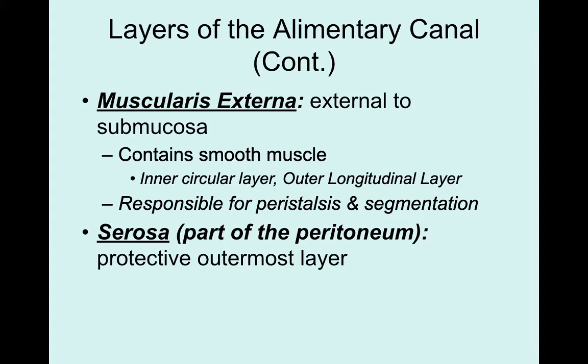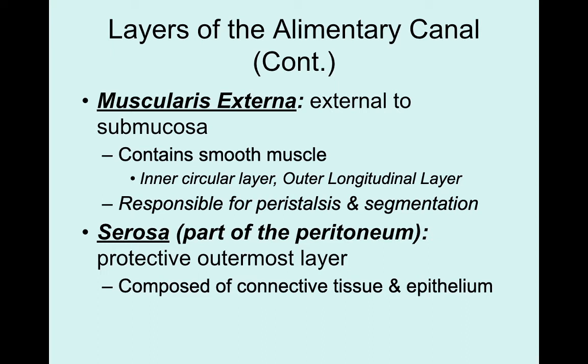And then the outermost layer, which is actually part of our peritoneum, if you remember, the peritoneum is the serous membrane that lines most of the abdominopelvic cavity, called the peritoneal cavity. The serosa is the outermost layer of the digestive tract. It is part of the peritoneum. And it is composed of epithelial tissue. Remember, those serous membranes contain simple squamous epithelia and also connective tissue.